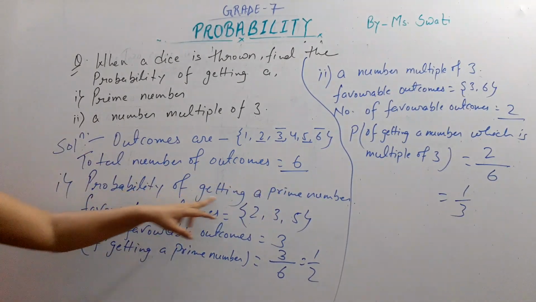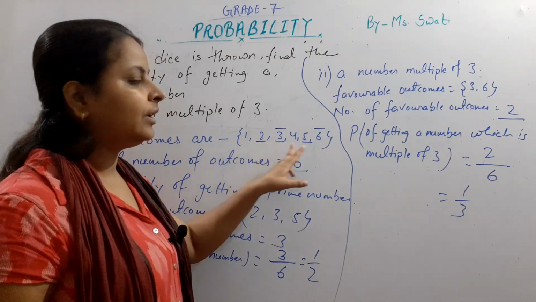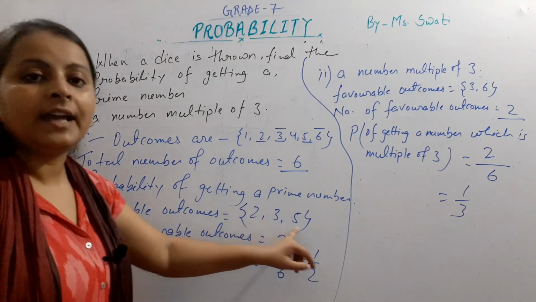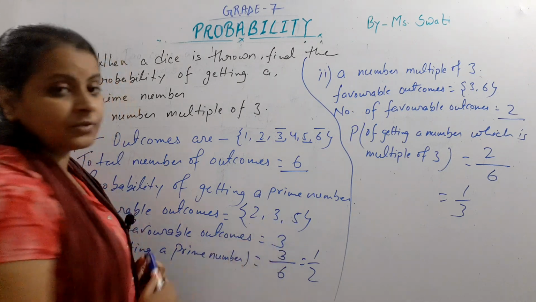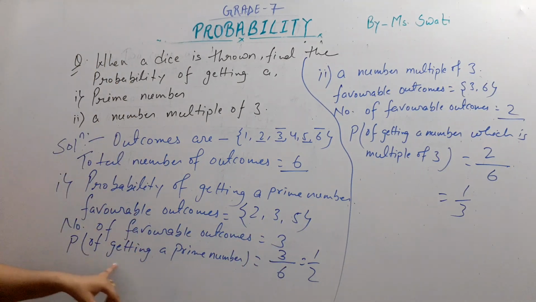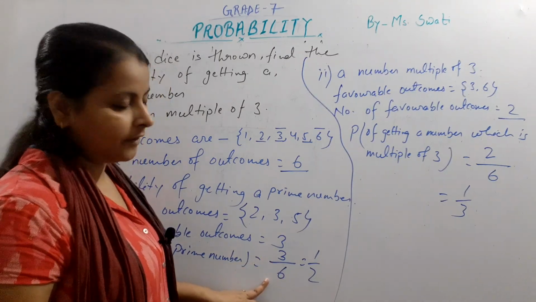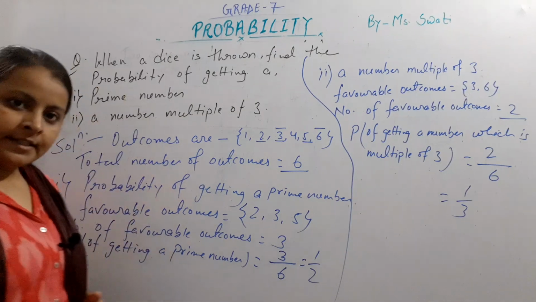Now probability of getting a prime number. What are the prime numbers here? 2, 3 and 5. So our favorable outcomes becomes 2, 3 and 5. Number of favorable outcomes 1, 2, 3. It becomes 3. So probability of getting a prime number, number of favorable outcomes by total number of outcomes, becomes 1 by 2. Similarly, we solve the second one.